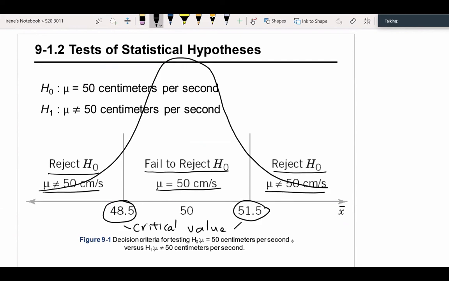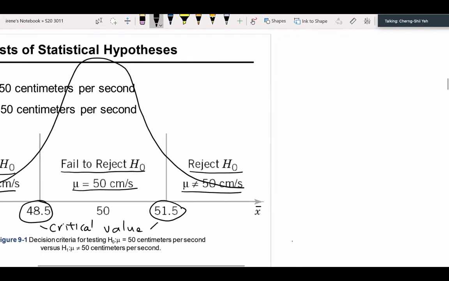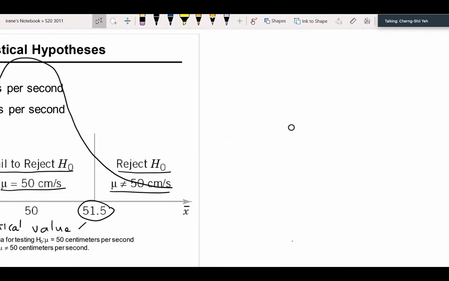All right. I do want to point out that, remember, with confidence intervals, we can do one-sided or two-sided. Okay, so let me give you an example of doing one-sided.